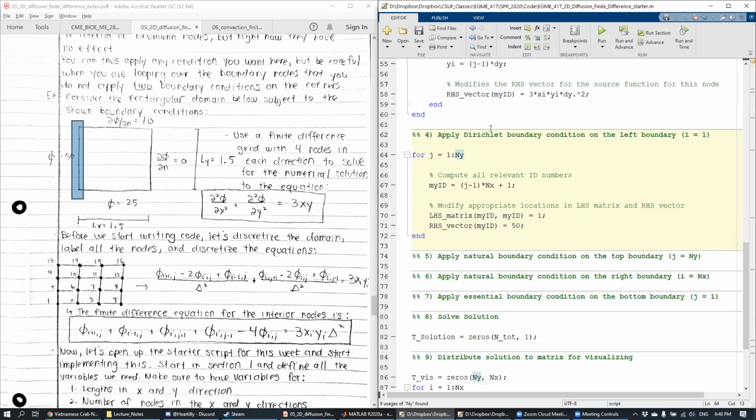Any questions on how we apply this Dirichlet boundary condition? This is kind of like the real implementation of what we wrote out in our notes earlier.